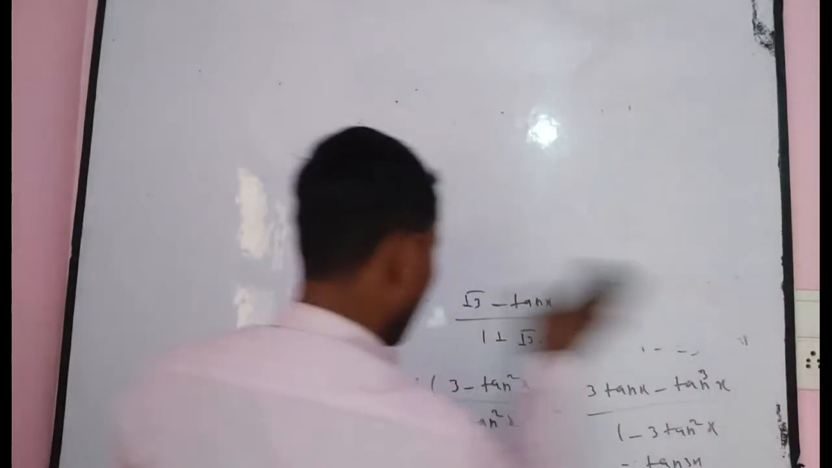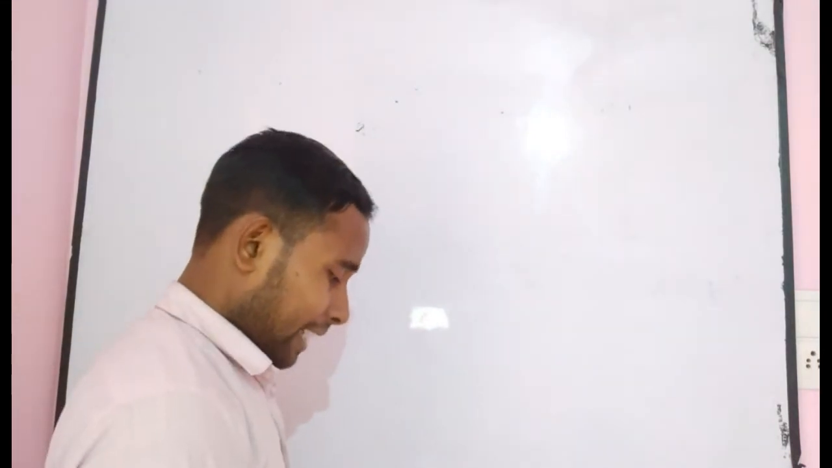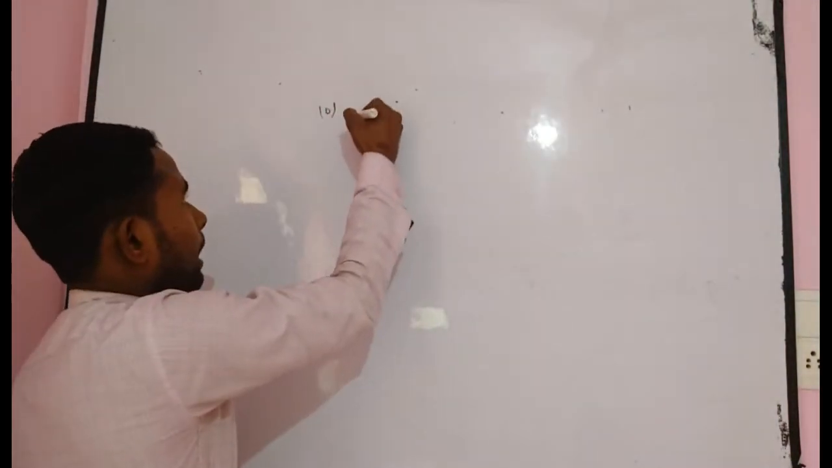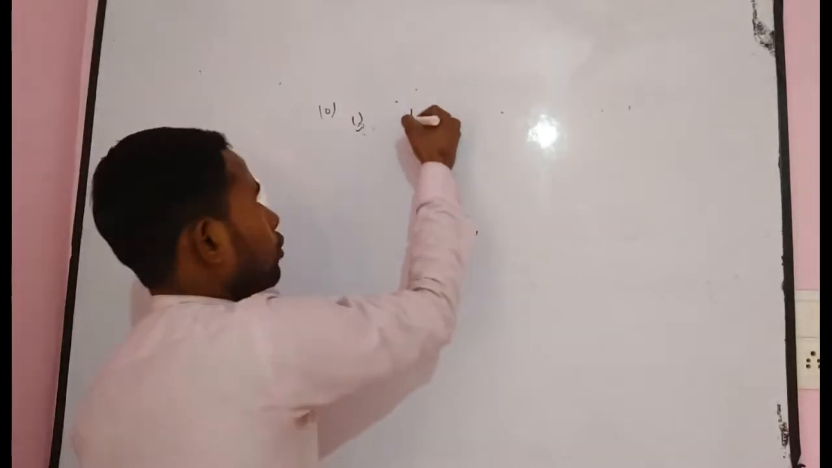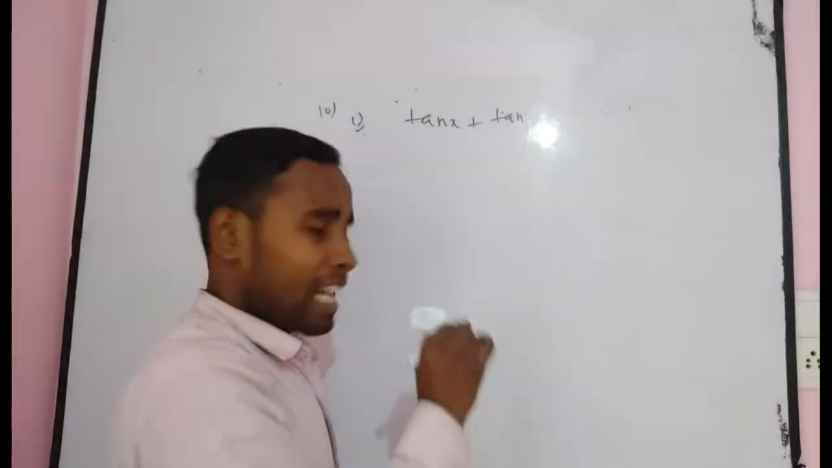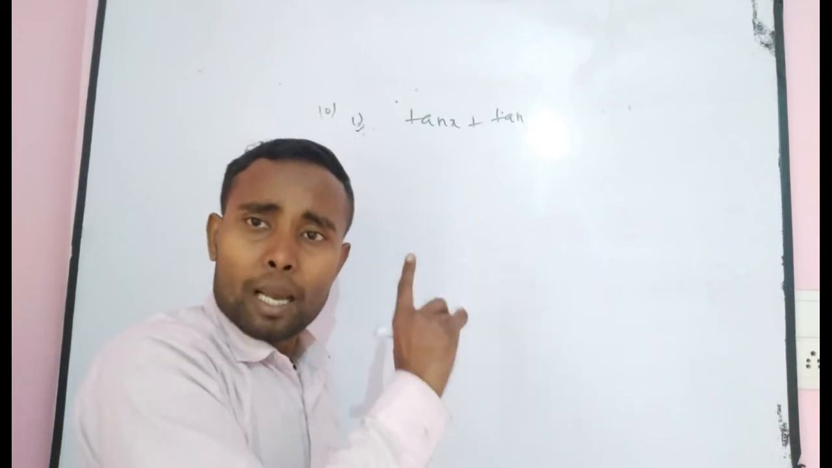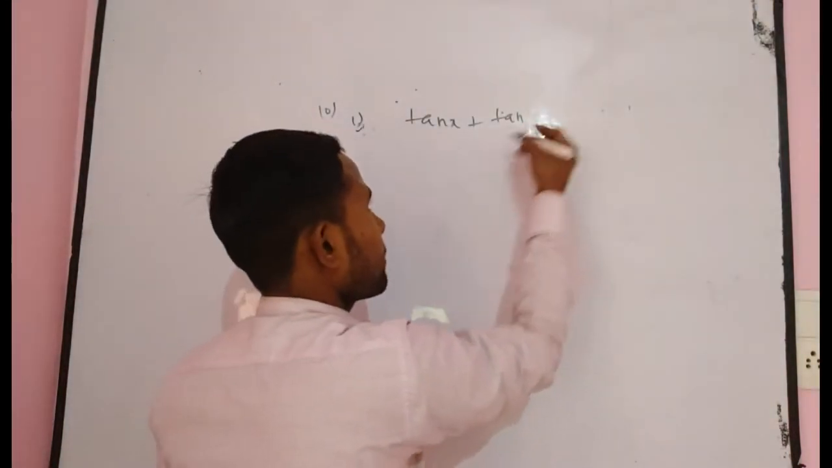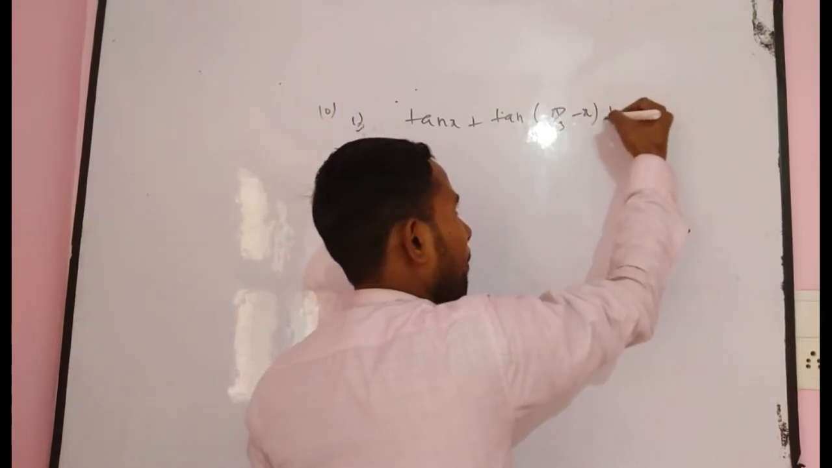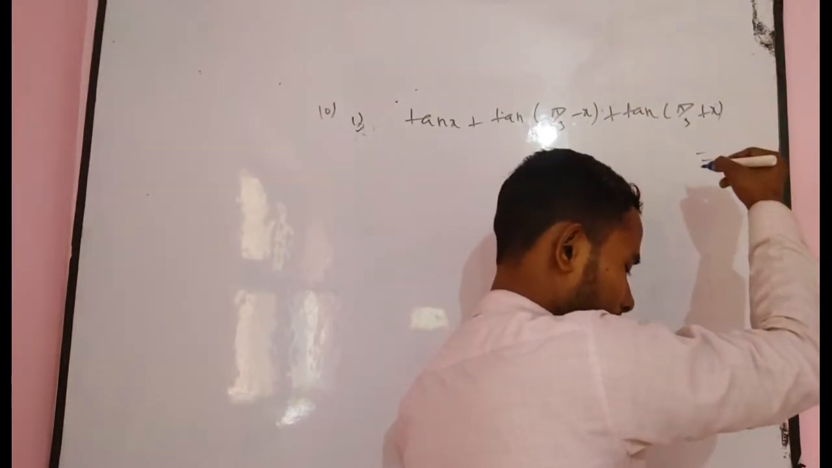In the next problem, it is given that you have to prove tan x plus tan(pi by 3 minus x) plus tan(pi by 3 plus x). It is the same as the previous problem, only there was a multiplication sign between the terms there. Here there is an addition sign between the terms. You have to prove that the sum of all these terms will be 3 tan 3x.